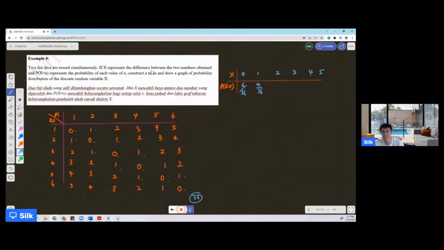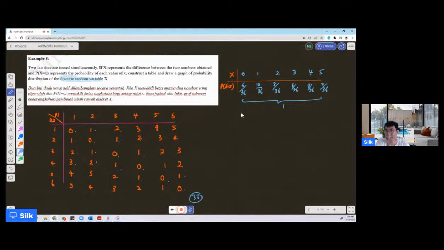This is called the table of a discrete random variable. Let's say again 2. 1, 2, 3, 4, 5, 6, 7, 8. Only 8 out of 36. How many 3? 1, 2, 3, 4, 5, 6. 6 out of 36. How many 4? 1, 2, 3, 4. 4 out of 36. How many 5? Only 2 out of 36. In total, these all added together must be 1. That is called a discrete random variable.